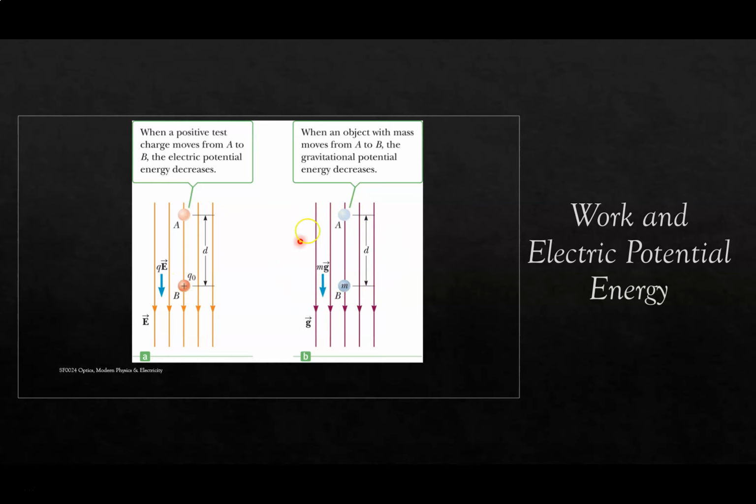Okay, same with the energy of the object. We can see the object with a mass moves from A to B. The gravitational potential energy will decrease, but the object gains kinetic energy.